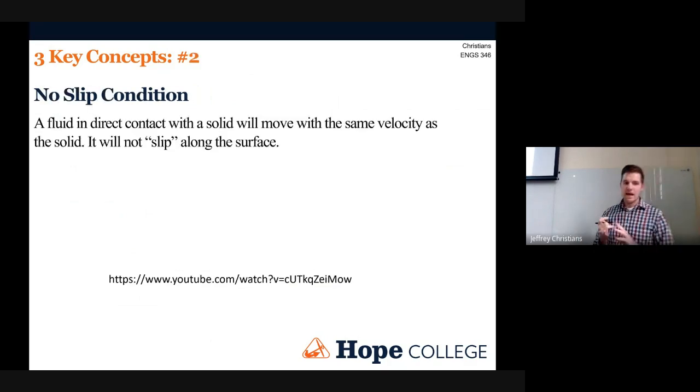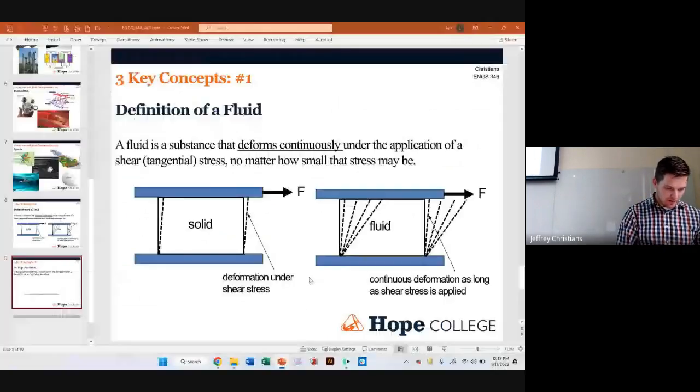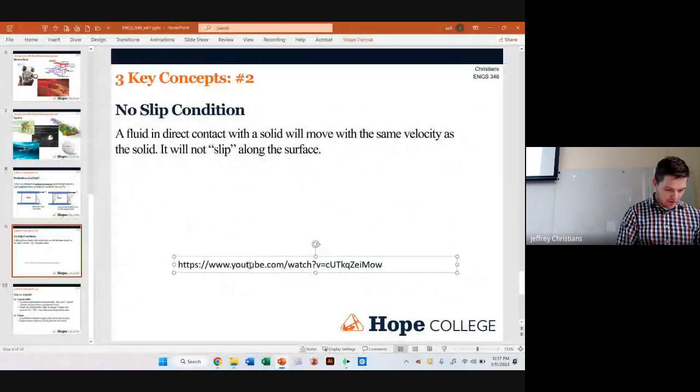Okay, next one. This is going to be kind of an important one. Hopefully the last one, you're nodding your head because that makes sense. This one is going to be one that's a little weird, probably. Doesn't look like my link works, so I'll copy and paste it. This is the no slip condition.